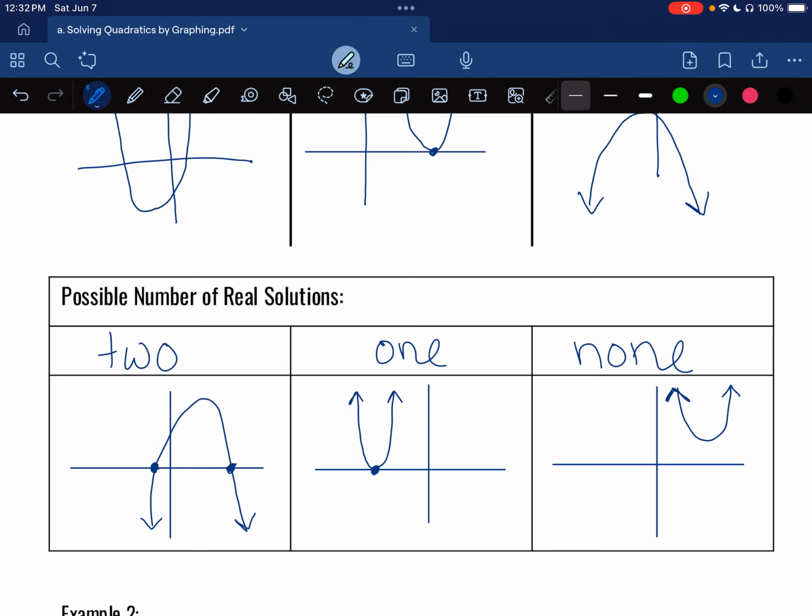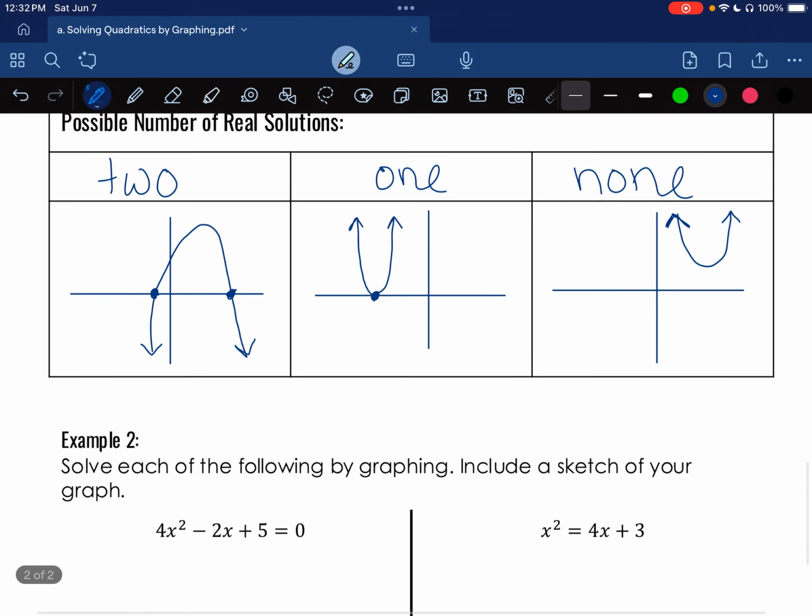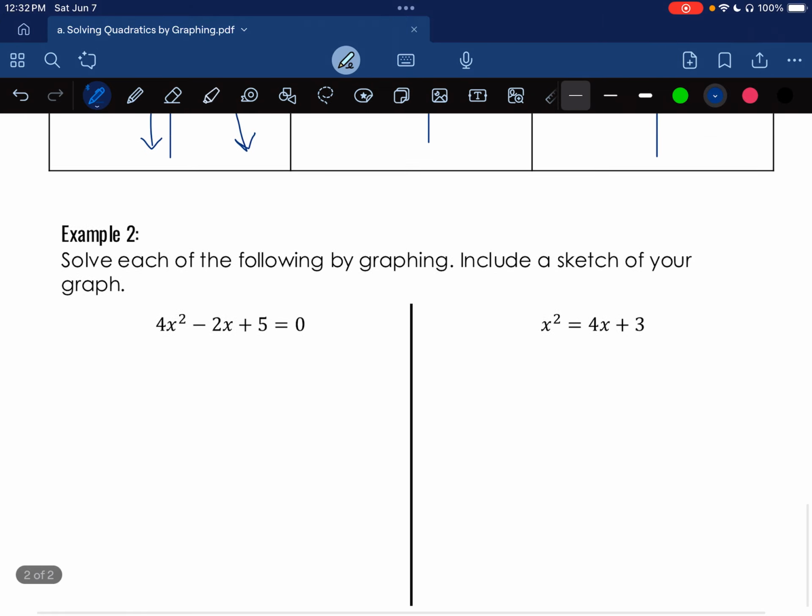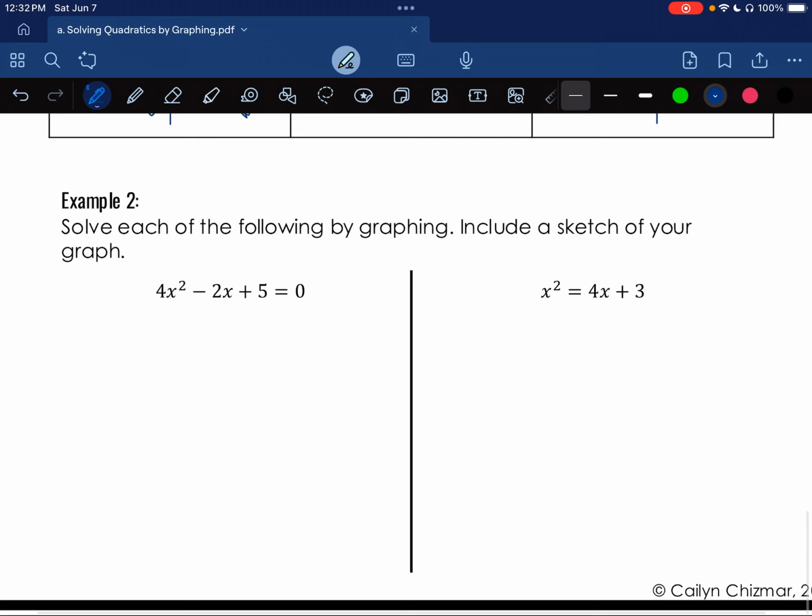Alrighty, so go ahead and try example 2 here. You're going to graph these on your own, on your calculator, on Desmos, and then you're going to go ahead and sketch them and tell me what your intercepts are. Notice that this guy here is not set equal to 0, so you'll have to do some finagling first before you do that.